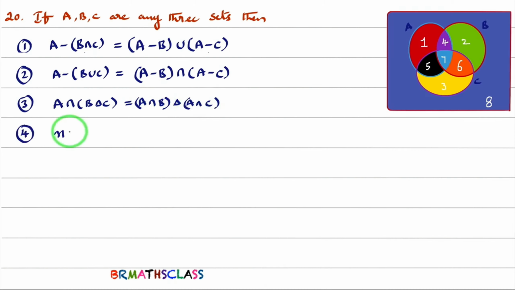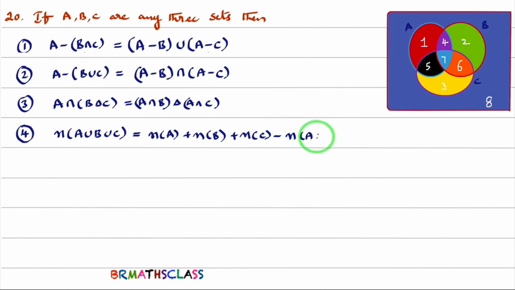Now, n of A union B union C. What is the formula for n of A union B union C? That is n of A plus n of B plus n of C minus n of A intersection B minus n of B intersection C minus n of C intersection A plus n of A intersection B intersection C. I'll try to check this result by using this Venn diagram.